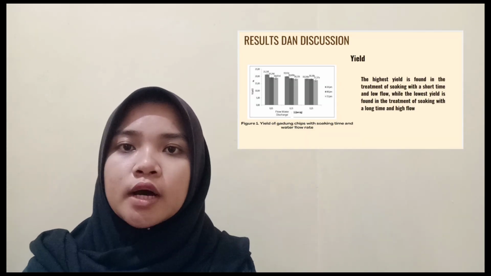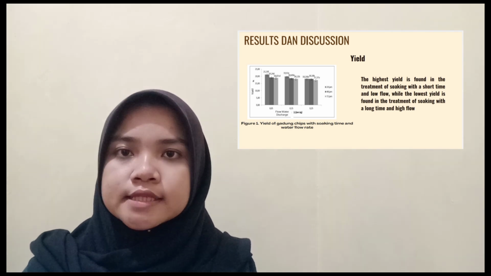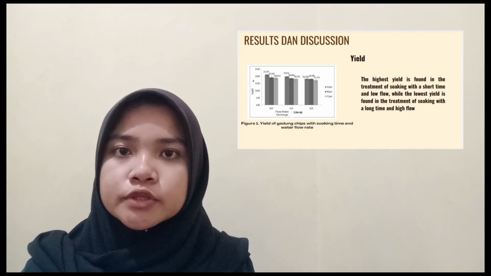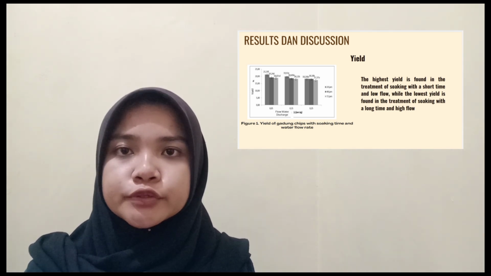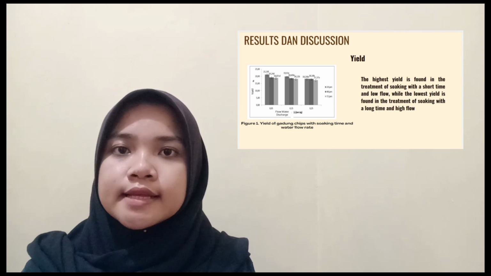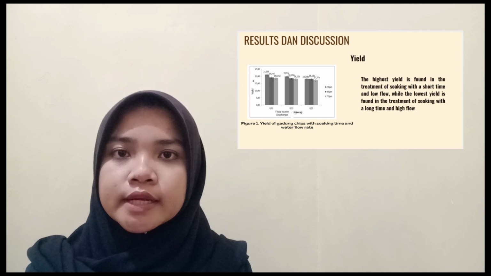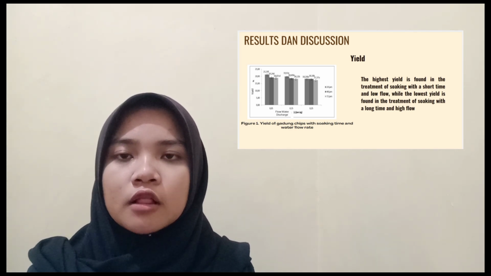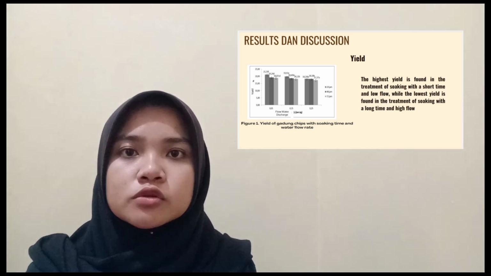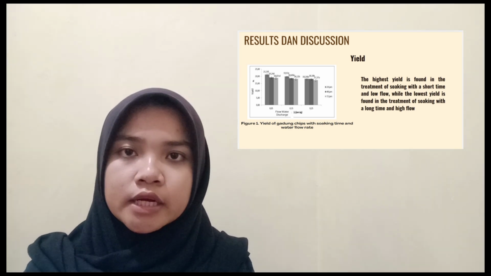Now, move on to a very important slide, namely the results and discussion. The first is yield. The graph shows that the highest yield is found in the treatment of soaking with a short time and low flow, while the lowest yield is found in the treatment of soaking with a long time and highest flow. This happens because the longer soaking time with the highest water flow discharge will increase the dissolved components in the soaking water, which damages the gadung chips and causes a decrease in yield.